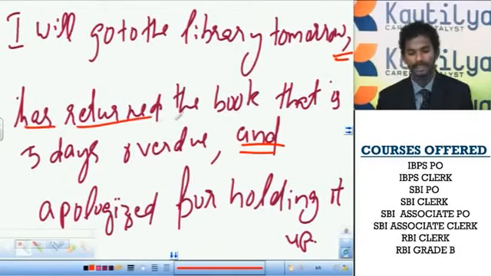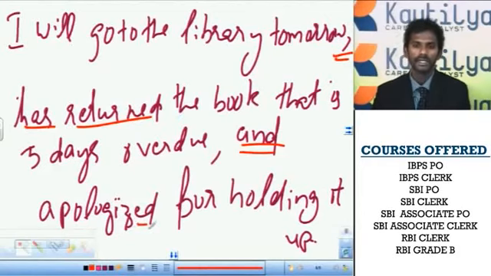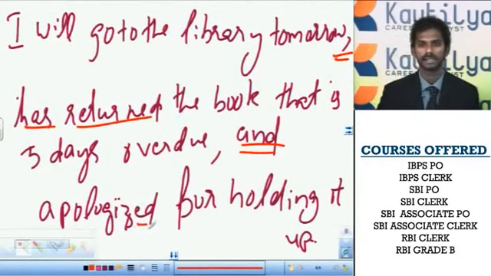Has returned. Has comes in which tense? Has comes in the present tense. So second idea is in the present tense. Present perfect. Has plus V3. We discuss the structures in detail. Subject plus has plus V3 is present perfect, right? So has comes in the present tense anyways. So second idea is in the present tense. Third idea, and apologized for holding it up. Apologized is past tense, right?